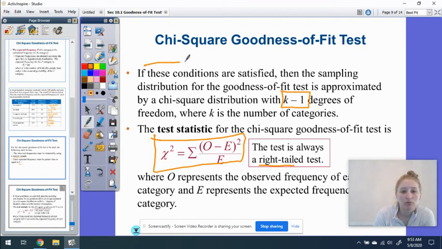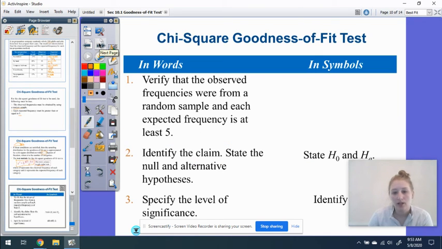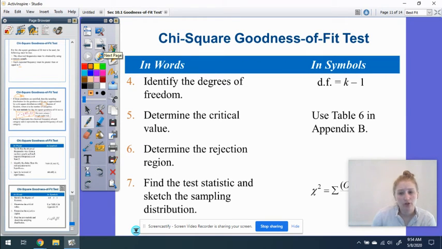So what does it mean that it's a right-tailed test? That means it looks like this. We're going to get some value, and this is our rejection region here. Okay, so here is a list of our steps. First, make sure that your expected frequencies are at least 5. State your null, state your alternative, identify your level of significance, determine your degrees of freedom, and then you can find your critical value from the table in the back of the book. It's table 6, appendix B. Determine your rejection region, and remember, right-tailed test.